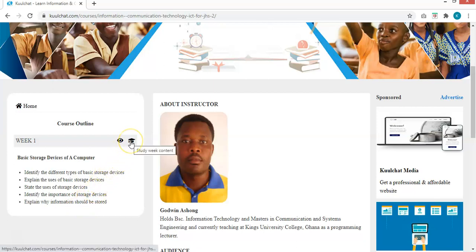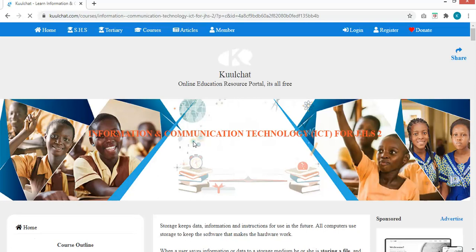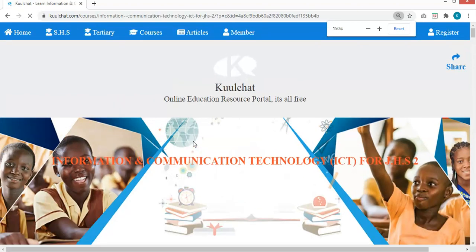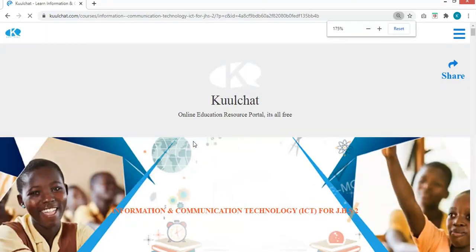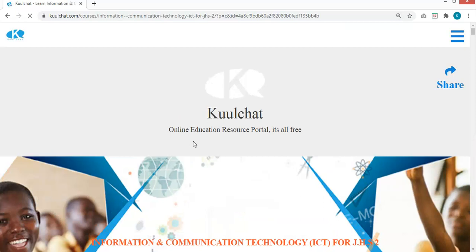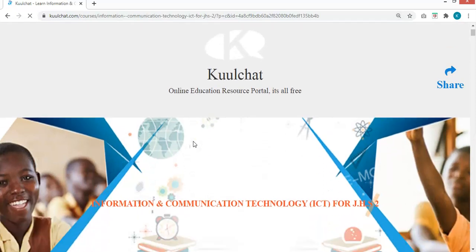So to access the content, you just click on the graduation cap. Once you click on it, the end of the course will show. Now I want to zoom it so that the text can be more vivid. You can see the text clearly. So I'm going to zoom. Okay, so now it is good.